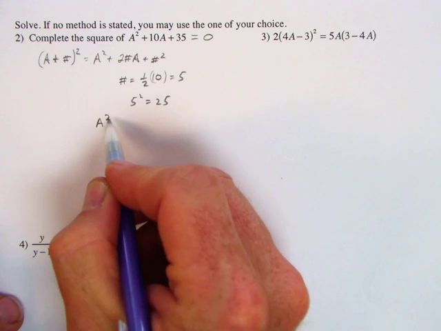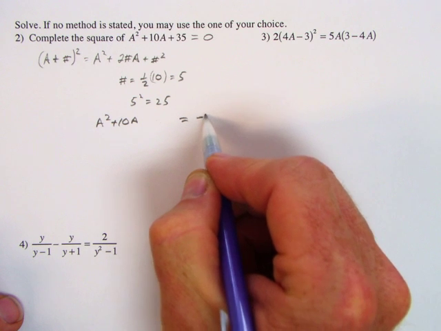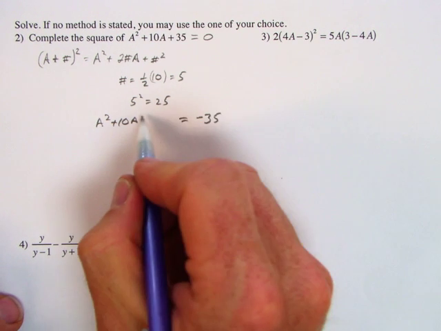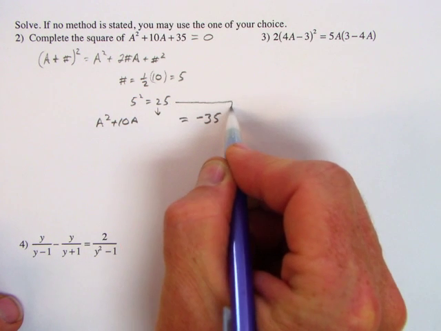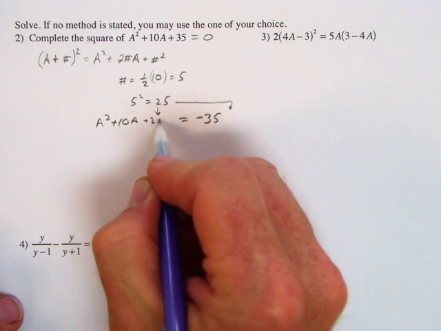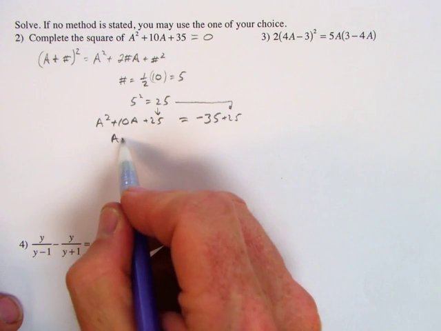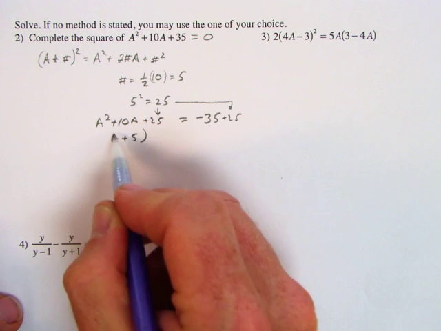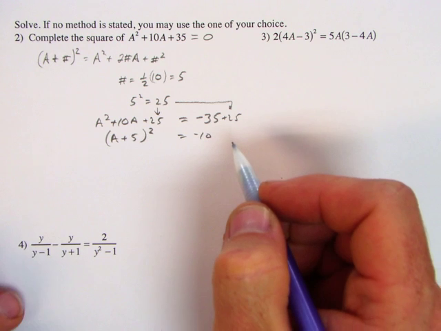So when we do this, we'll write a squared plus 10a. First thing we're doing is moving over that negative 35 to the other side. This number is going to be added in on both sides, so we'll have plus 25 plus 25. The left side factors to a plus 5 quantity squared equals negative 10.